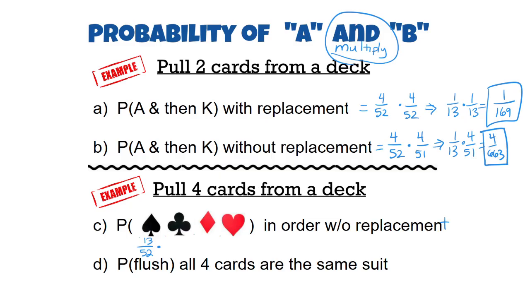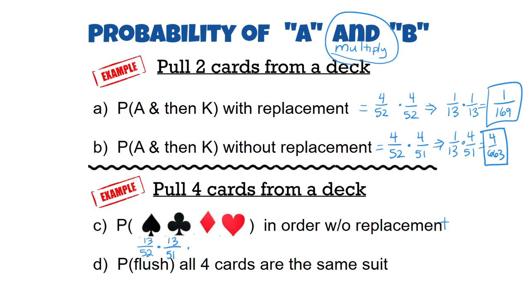Now let's think. I did not replace that first card. I'm keeping the spade that I have. Now I want to know the probability of getting a club. Well, the fact that I got a spade does not reduce the number of clubs in there. There are still 13 clubs, but it does reduce the total number of cards. There are only 51 cards in the deck.